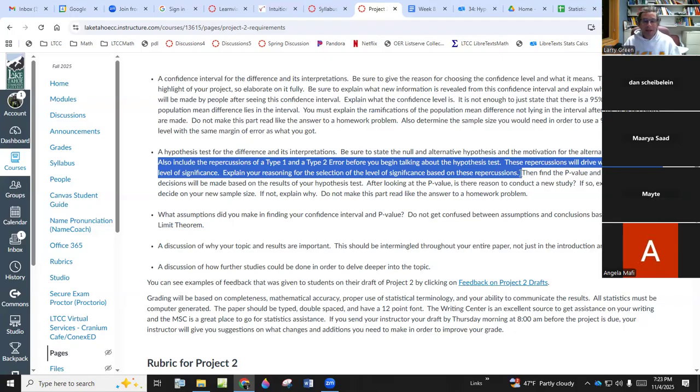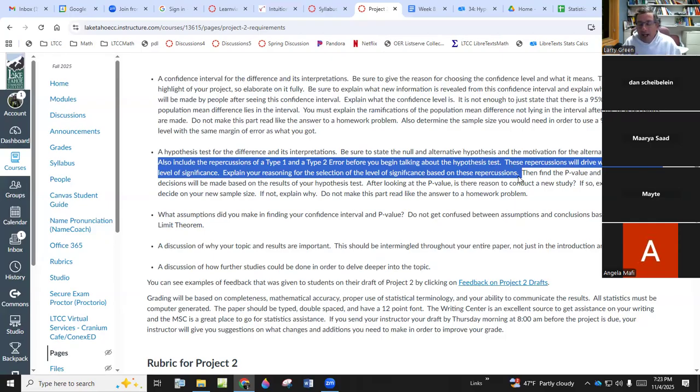So this should be like this week, you can write that part out because it's easy. Okay. So again, the repercussions will drive what you use for the level of significance. Explain your reasoning for that selection of the level of significance based on these repercussions. And this is the repercussions to the client.